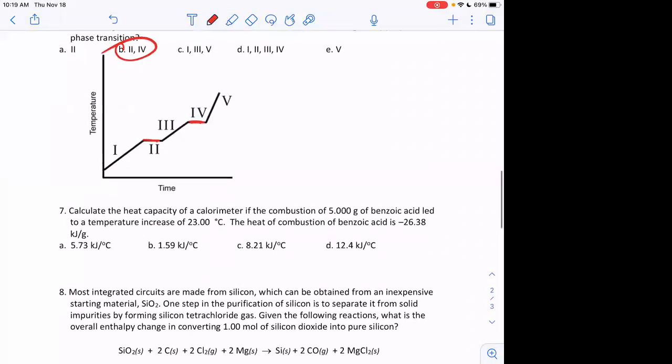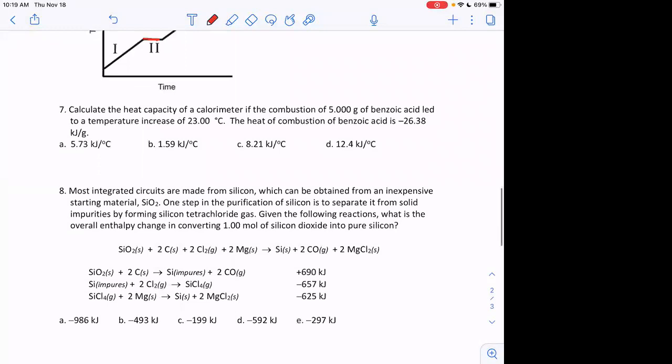All right, 7. Calculate the heat capacity for a calorimeter if the combustion of 5 grams of benzoic acid led to a total increase of 23 degrees C. The heat of combustion of benzoic acid is 26.38 kilojoules per gram.